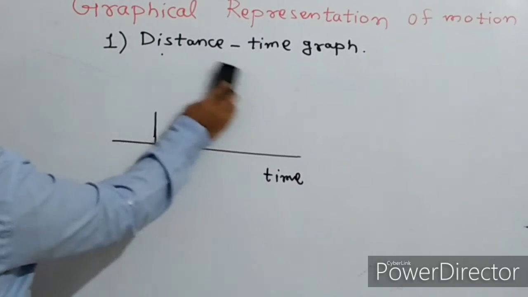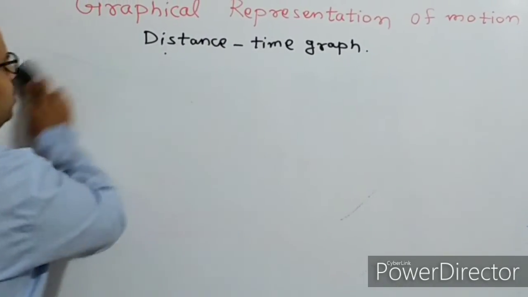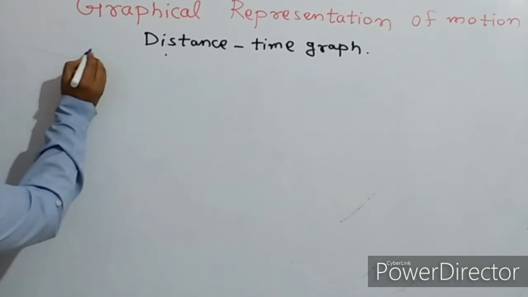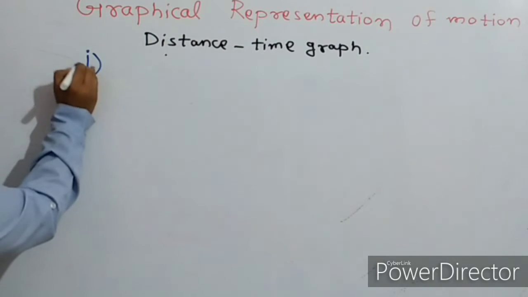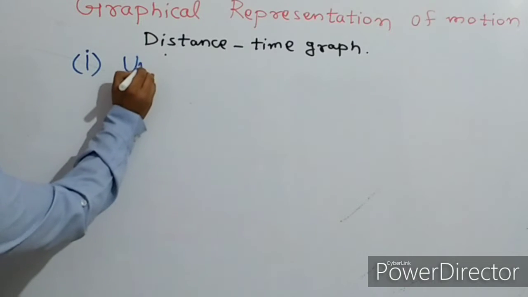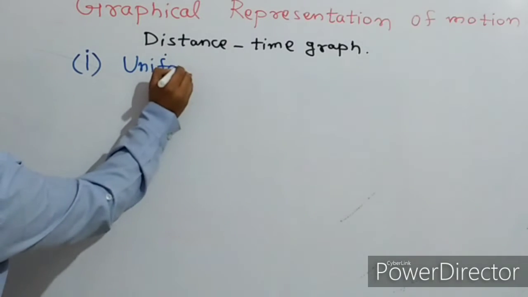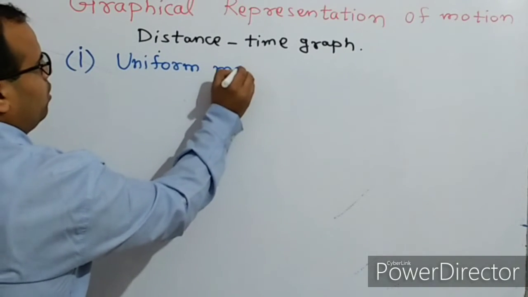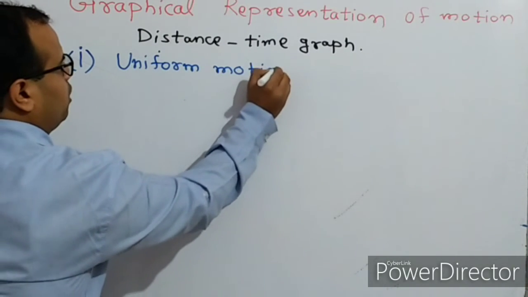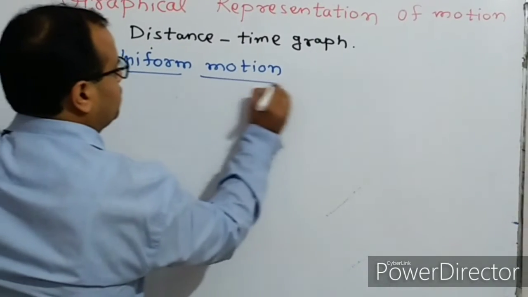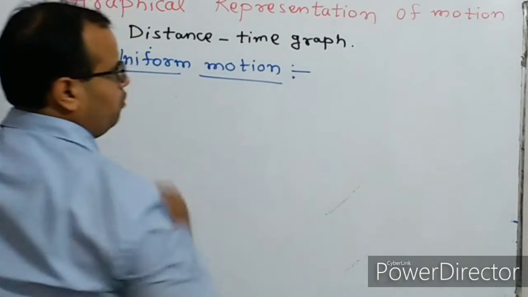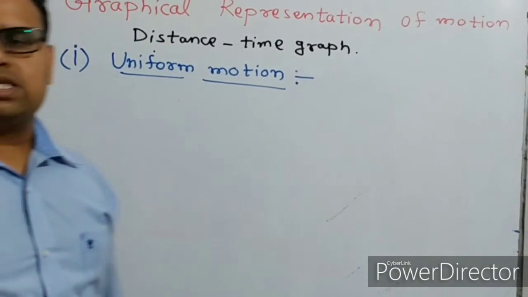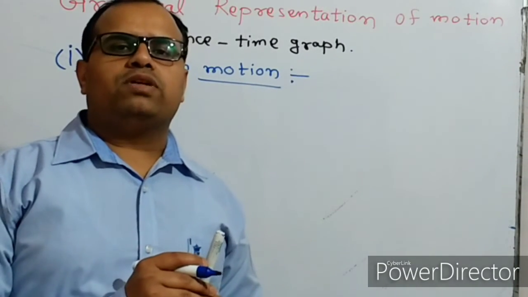Out of that, the first case which we are going to discuss is the uniform motion. So the first case in distance time graph which we are going to discuss is uniform motion. Now as you know, an object is said to be moving in uniform motion if it covers equal distances in equal intervals of time.